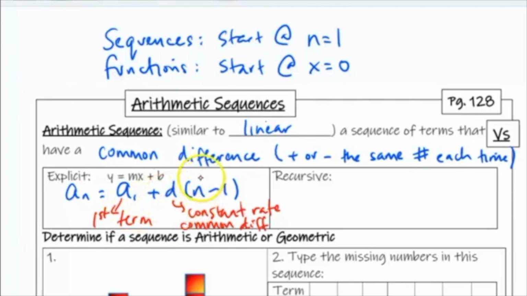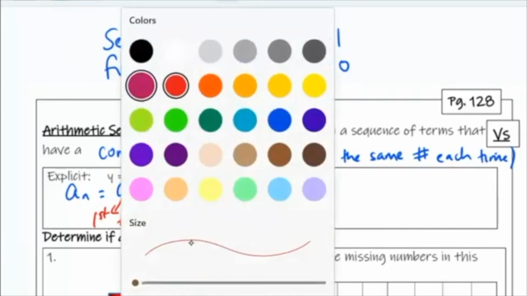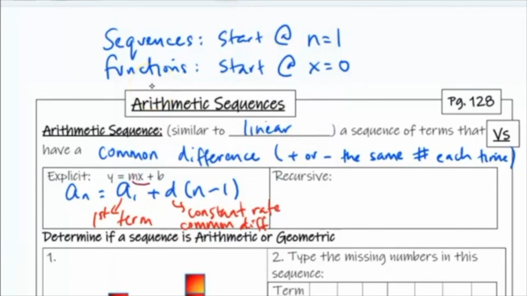Like, do I want the first one? Do I want the second? The third? The fourth? The fifth? The sixth? So remember, n always starts at 1. All right, so let me make that connection between what I told you, that it's similar to linear and arithmetic. Remember, m is what? My constant rate of change, right? And I just said that the common difference and the constant rate of change is called d. So I'm going to draw an arrow from m to d. So in sequences, your d is your m, your slope.